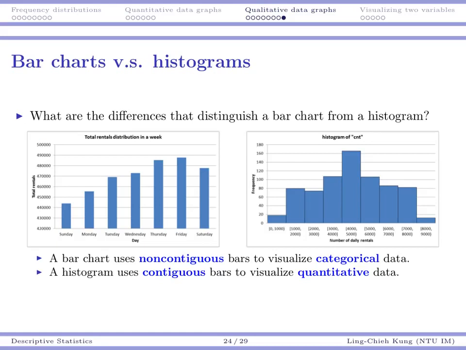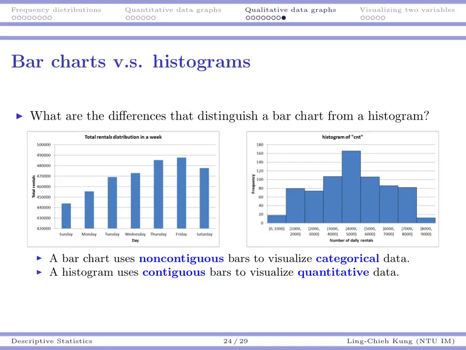Finally, please do not forget that bar charts are different from histograms. What are the differences? A bar chart uses non-contiguous bars to visualize categorical data. On the other hand, a histogram uses contiguous bars to visualize quantitative data. For a histogram, originally we have ungrouped data. We first group them into frequency distributions and then use a histogram to visualize it.